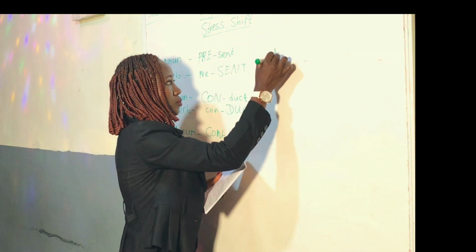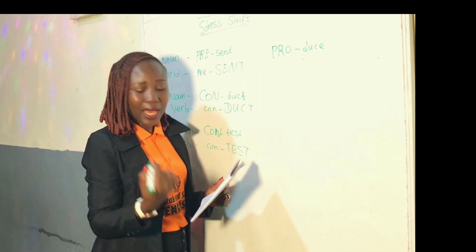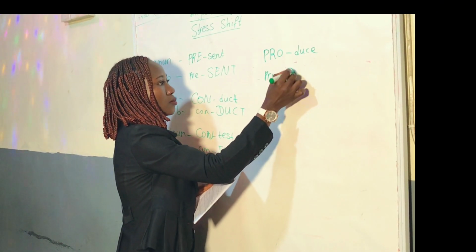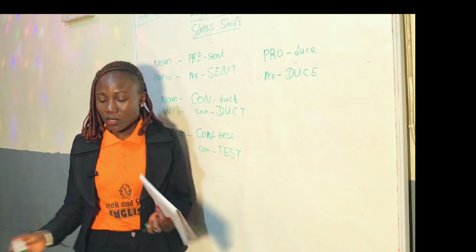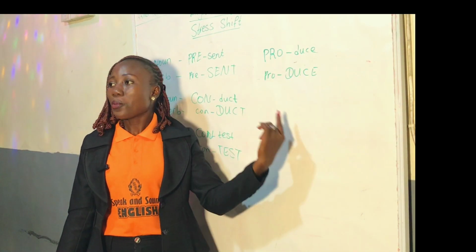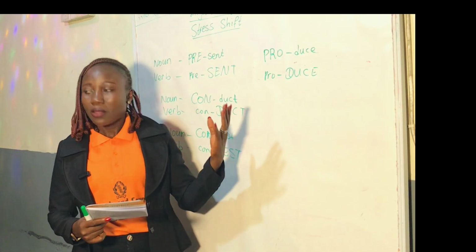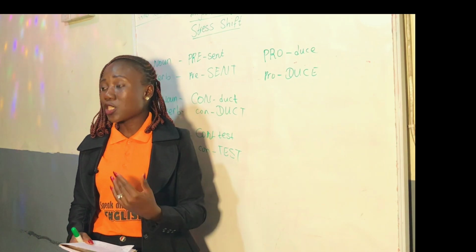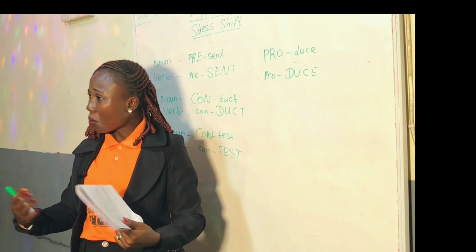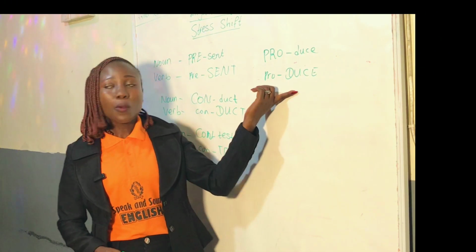Example number 7, we have produce. Can you say that? Produce. And then for the verb, we have produce. So we have produce, produce. And what is produce? That which is produced, something that is produced. And what is produce? To bring forth, or to do what? To generate something. To generate something, and that is the word produce.